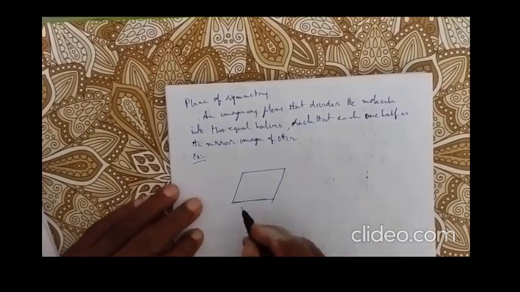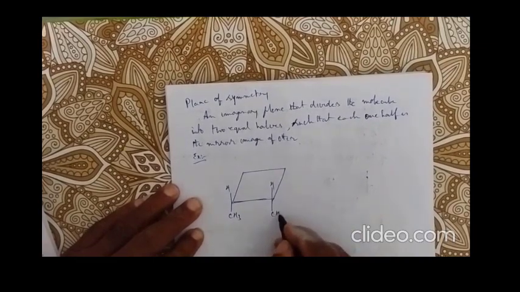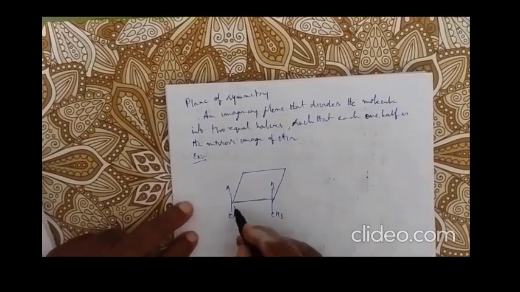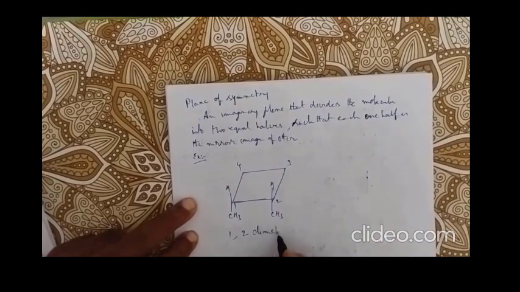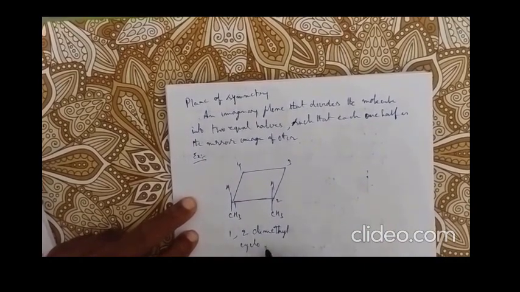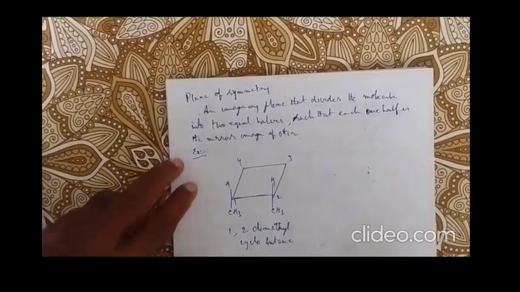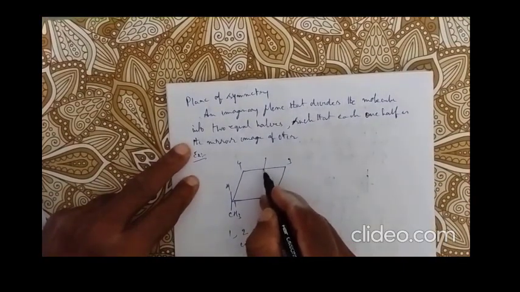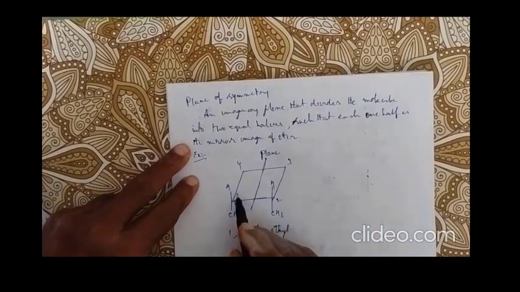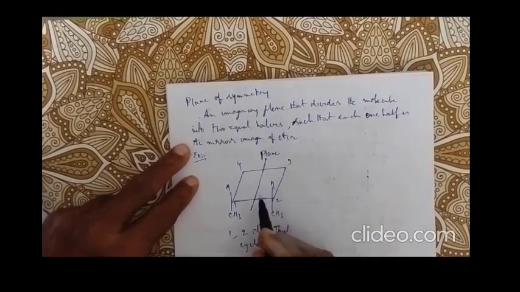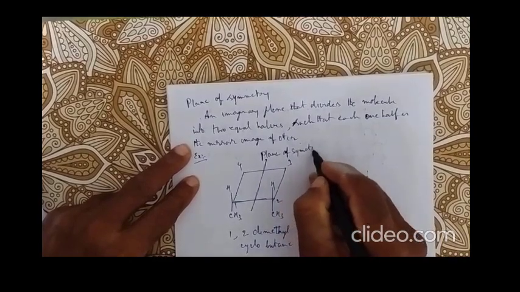This is cyclobutane. Here hydrogen, this is CH3, and here hydrogen, this is CH3. So this is giving the numbering to the carbon atoms 1, 2, 3, 4. Therefore the name of this substance is 1,2-dimethyl cyclobutane. Here imagine drawing a plane. This plane divides the molecule into two equal halves, of which each one is the mirror image of the other. Therefore this is a plane of symmetry.